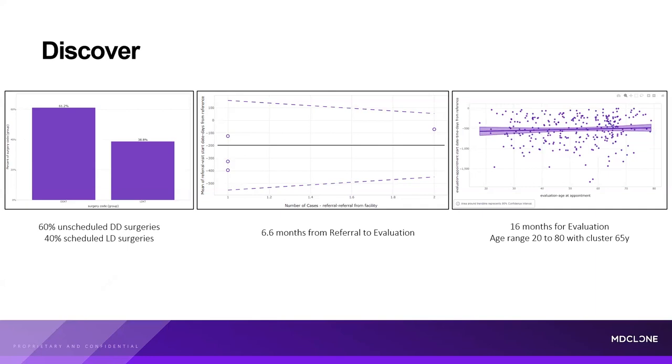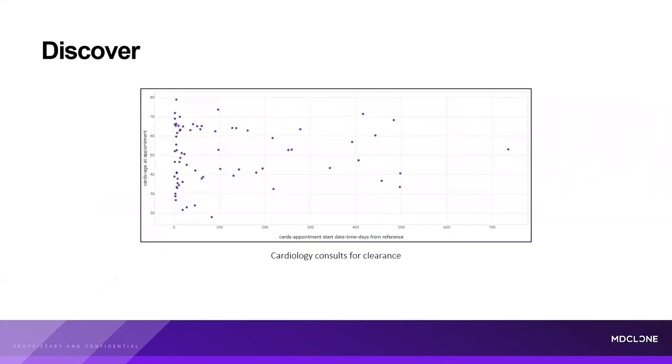And the third graphic shows that it took 16 months for the evaluation to be complete. And here is where we saw an opportunity where we found a cluster of patients around the age of 65, even though we had a range of patients who came in for a transplant evaluation. And when we looked further, we found that many of these patients required a cardiology consultation for approval. And so we decided to engage our partners in cardiac services within the hospital.